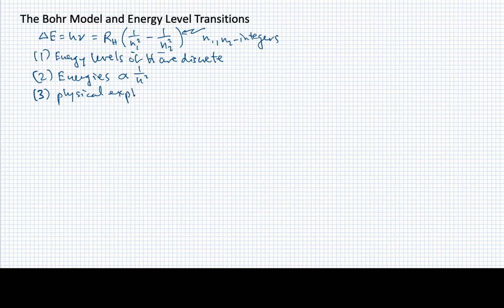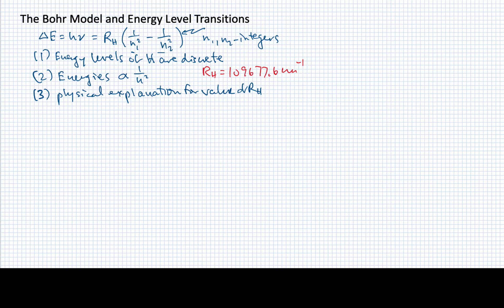A third thing that raises a question is there's no physical explanation for the value of the Rydberg constant. And the value that was observed experimentally was 109,677.6 inverse centimeters. Okay, so a fairly precise number that was measured, using very good instrumentation for the time.